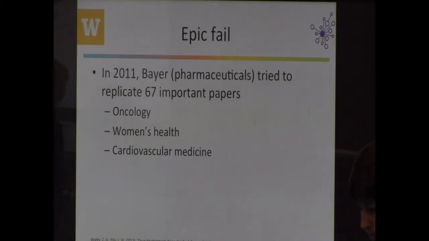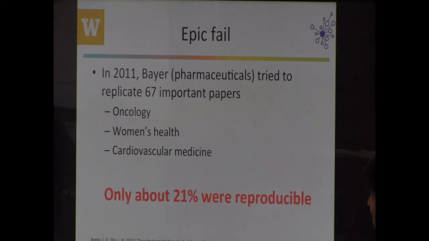So in 2011, Bayer Pharmaceuticals looked at 67 important papers to their business model. So if you know anything about Bayer, they do a lot of work in oncology, women's health, and cardiovascular medicine. So they looked at 67 important papers in these fields and tried to reproduce them. Anybody want to guess what percentage were reproducible? 10? Anybody higher to 2%? Okay, well, you guys weren't that far off. It was 21%, which is kind of depressing when you think about it.